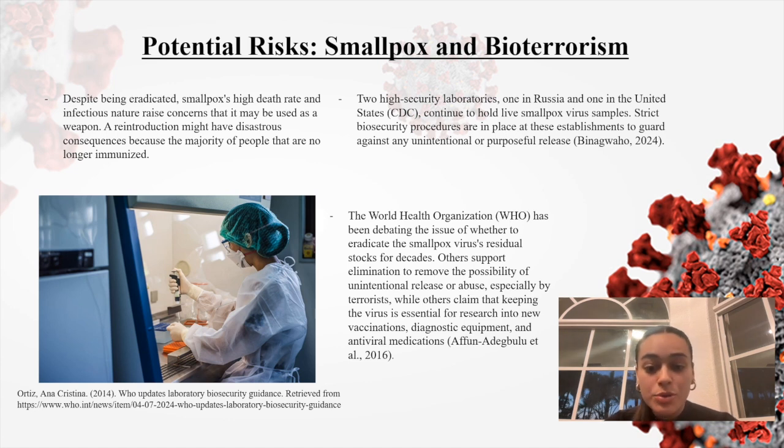Two high security laboratories, one in Russia and one in the United States, called CDC, continue to hold live smallpox virus samples. Strict biosecurity procedures are in place at these establishments to guard against any unintentional or purposeful release. The World Health Organization has been debating the issue of whether to eradicate the smallpox virus's residual stocks for decades. Some support elimination to remove the possibility of unintentional release or abuse, especially by terrorists, while others claim that keeping the virus is essential for research into new vaccinations, diagnostic equipment, and antiviral medications.